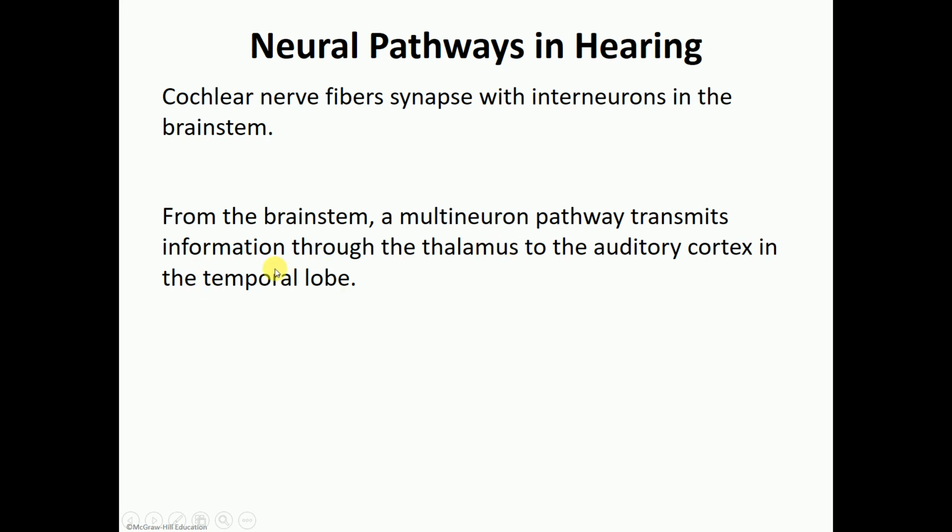So just like any other sense, we've got these three different neurons. We have the primary neuron, and that's found in the cochlear nerve. We have the secondary neuron where we're transmitting to the thalamus, and then our third neuron from the thalamus to your temporal cortex.